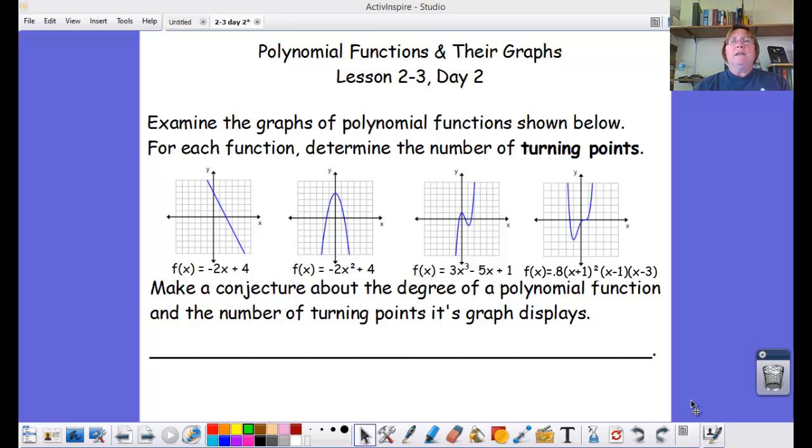So, as you look at the four graphs that are shown here, along with their function rules beneath, I'd like you to do what it says. Take a look at the graph and function rule and see if you can come up with some idea about the degree of a polynomial function and the number of turning points that the graph will have. Let's pause the video and think about that.